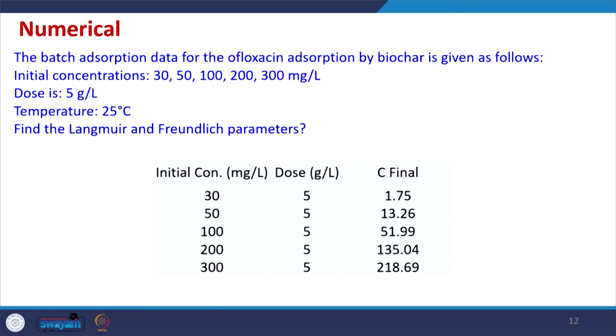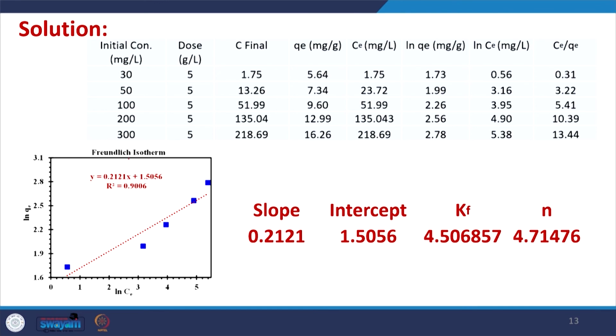Here, in place of directly giving the CE versus QE data, the initial concentration is given, the dose is 5 gram per liter, and the final concentration which has been found is given here. So, in place of the CE versus QE data, we have the initial concentration, that means C0 versus C data is available here. Now, what we have to do is find out the Langmuir and Freundlich parameters for this ofloxacin adsorption by biochar.